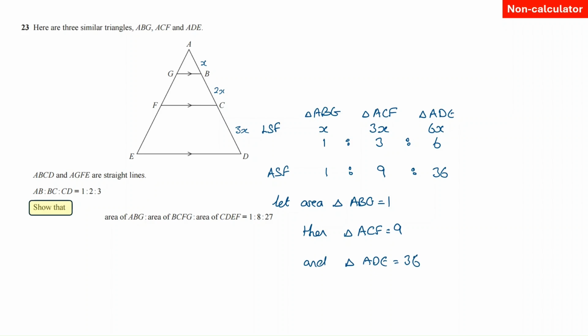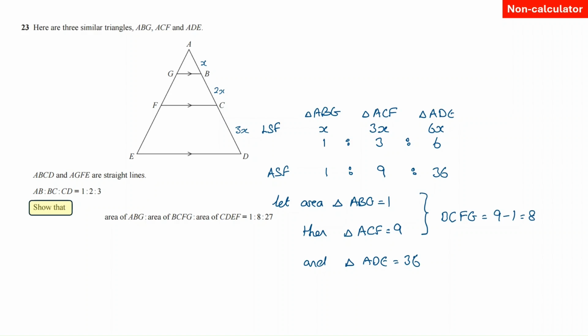So go back to the question. The question says, what's the area of ABG? Well, I've got that. What's the area of BCFG? Well, BCFG is the triangle ACF minus the top small triangle. So in other words, I take these 2 things away, and that tells me the area of BCFG is 8. You can actually start to see the numbers fall out already, which is a bit reassuring.